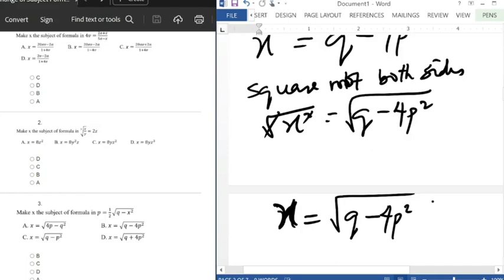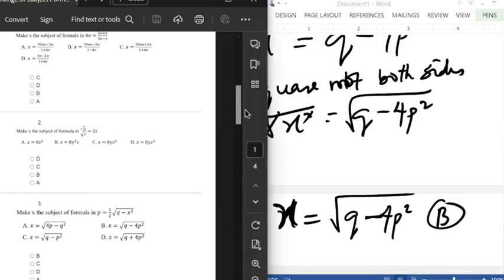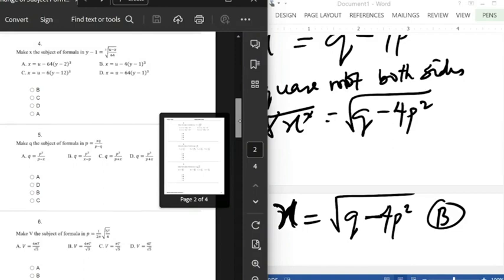We might be wondering, should we be able to separate this? We can't separate because of the minus. So this will be our final answer. So let's look for the one that has it, and that is option B. So square root q minus 4p squared. You have to be very careful when you are picking your option, because the options look alike, right? So question number 4 now.